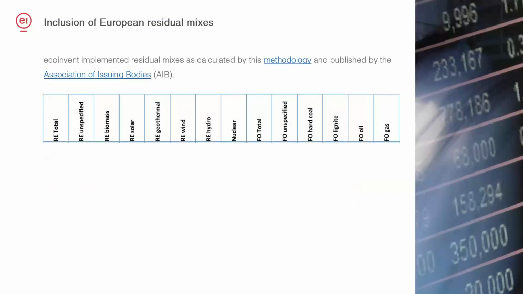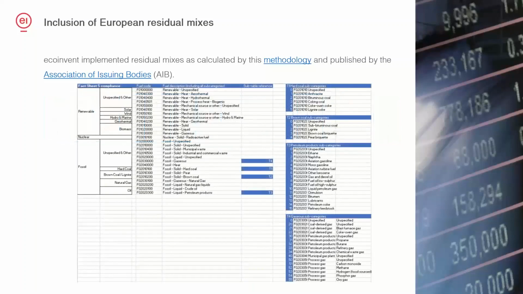For the implementation in ecoinvent, the residual mix calculated by the Association of Issuing Bodies, short AIB, was consulted. The fuel categories from AIB, shown here on the slide, were mapped to ecoinvent electricity production datasets, also with the help of the category breakdown provided in the document of the residual mixes.